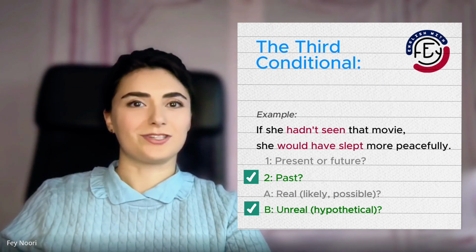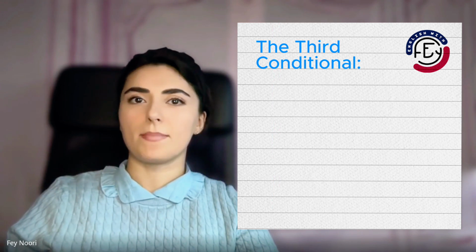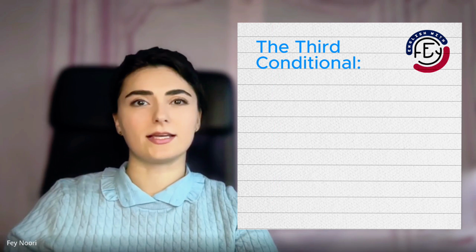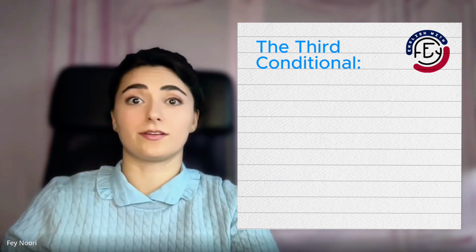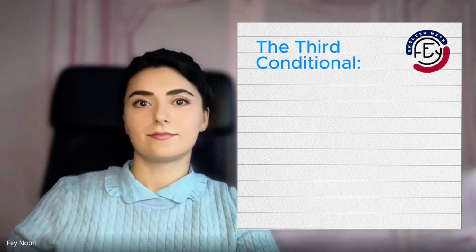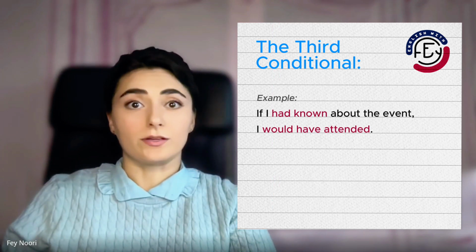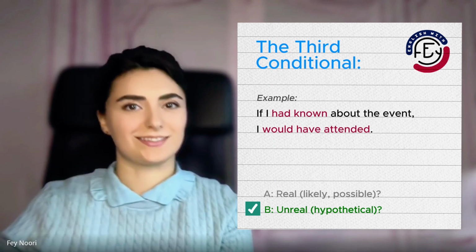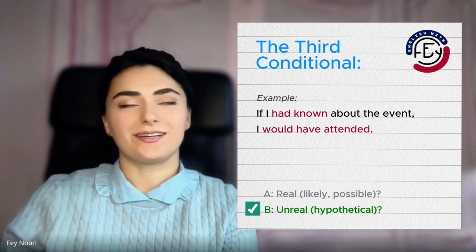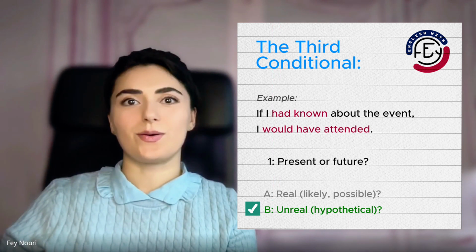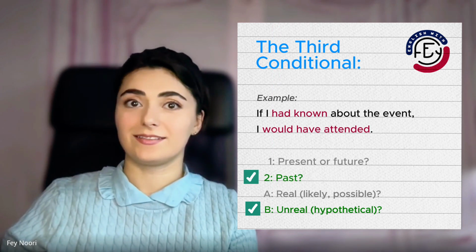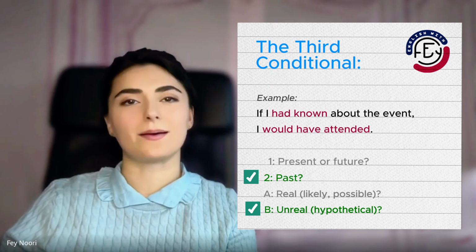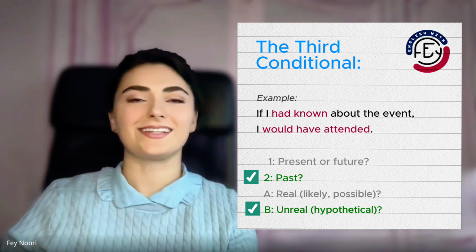Let's see one more example, shall we? Let's say that Jack missed a very important event. The next day, his friend calls him and says, "Hey, why did you miss that very important event?" Now Jack says, "If I had known about the event, I would have attended." Did he know about the event? No. Or at least he says so. Did he attend? No, he did not attend the event. So, this happened in the past. If he had known about it, he would have attended it, but he didn't, and this happened in the past. So, unreal and in the past.